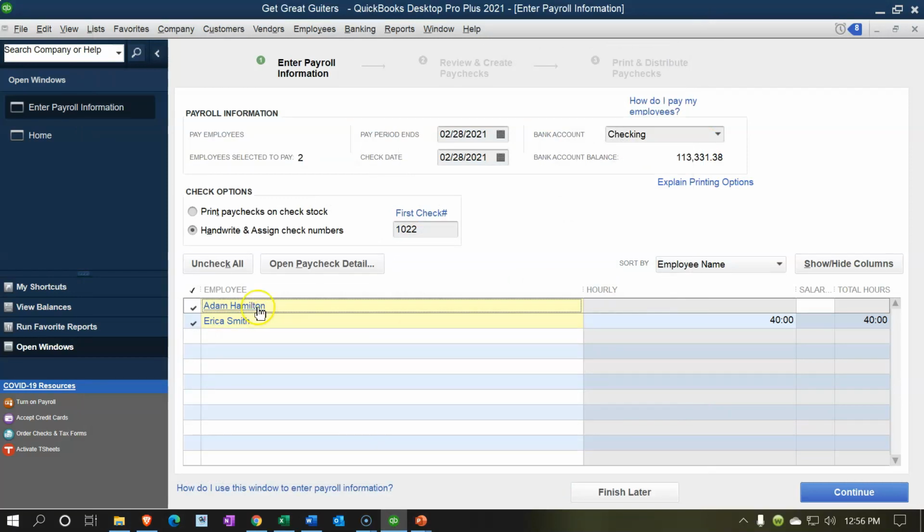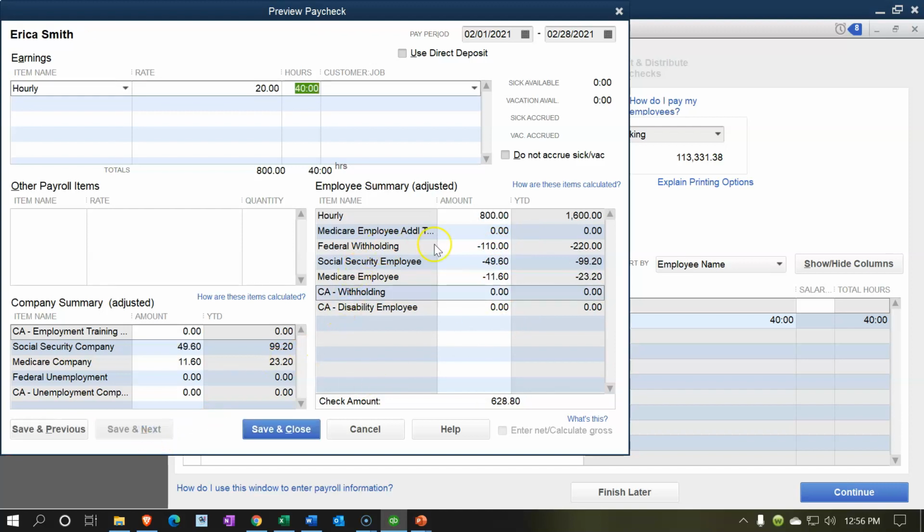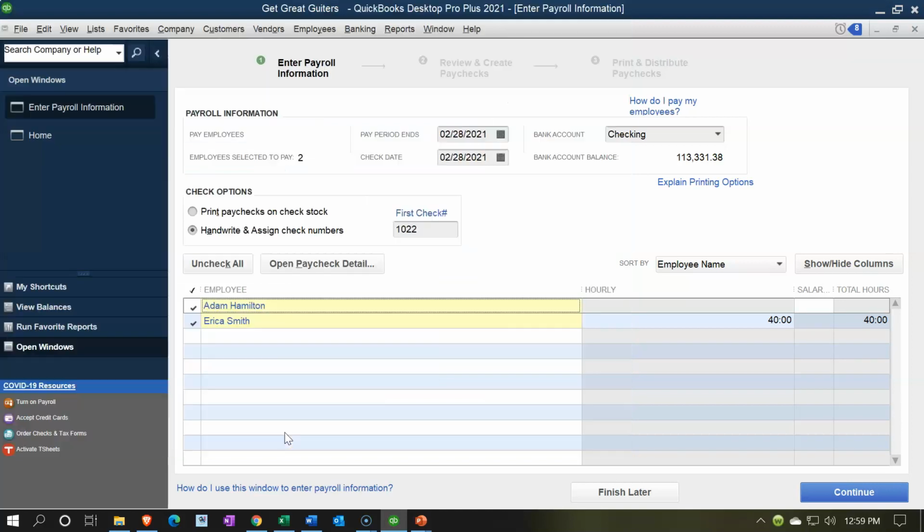Let's go back into Adam here. I think I had one thing. This is the additional Medicare. I'm actually going to delete that and put it down here into the 66.46, just the normal Medicare, not the additional Medicare up top. So that looks good. And then if I go next, so that looks good. So now I'm going to say save and close. So there we have it. So we have that information in place now.